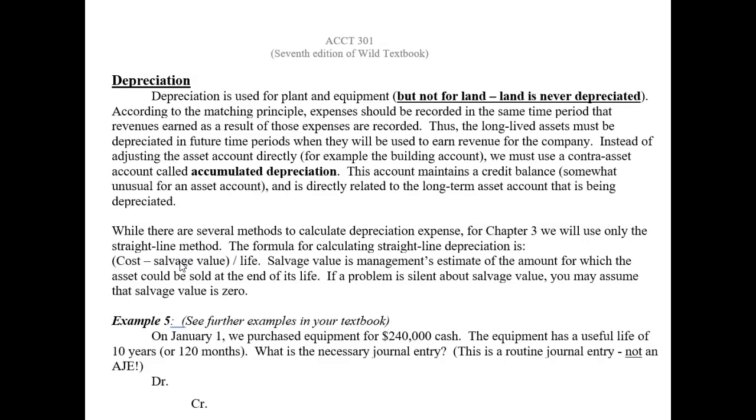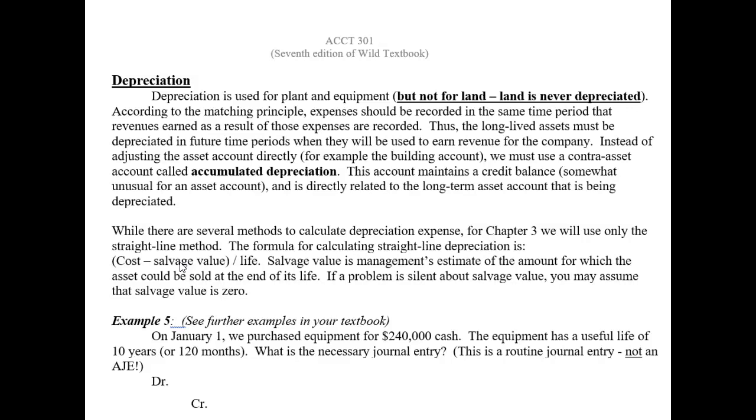Let's work some examples. On January 1st, we purchased equipment for $240,000 cash. The equipment has a useful life of 10 years, which would be 120 months. There are 12 months in each year. 10 times 12 is 120 months in a 10-year period. What is the necessary journal entry to record the purchase of this equipment? Remember, this is a routine journal entry, not an adjusting journal entry.